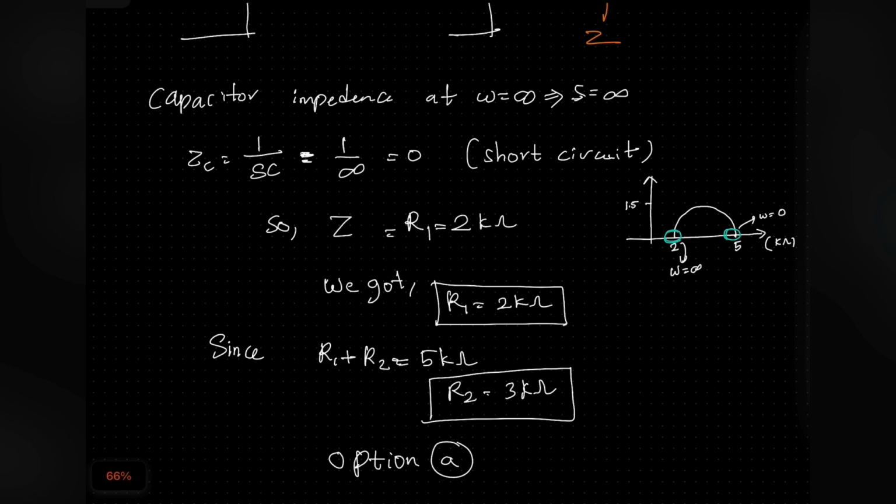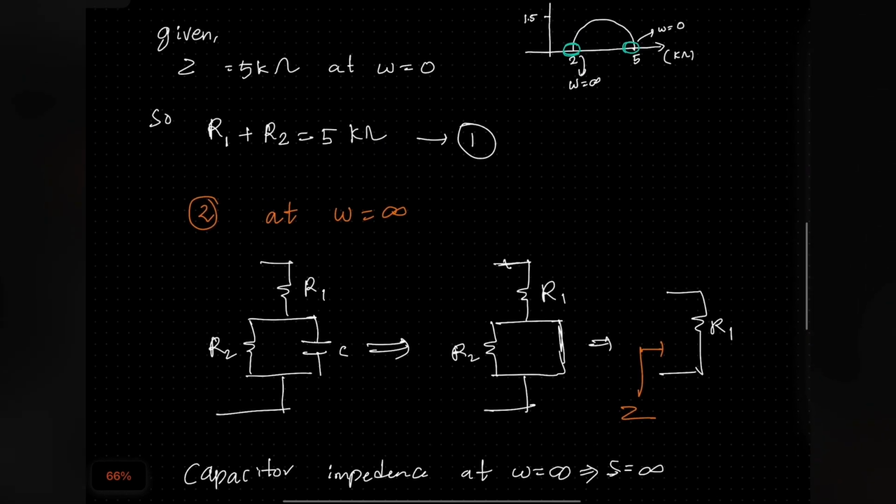We know that R1 plus R2 equals 5 kilo ohms. So from that we can get to know R2 equals 3 kilo ohms. Hence, the correct option is option A.